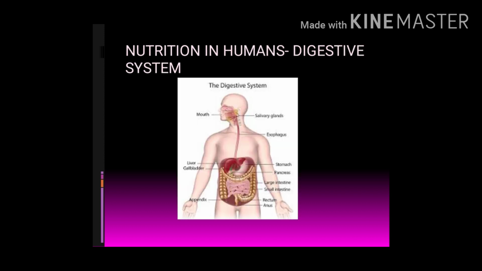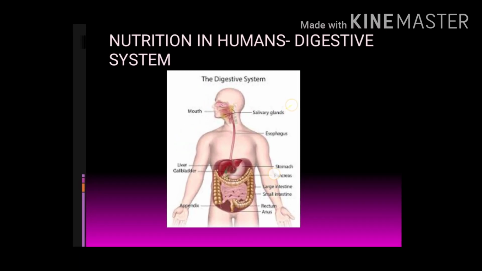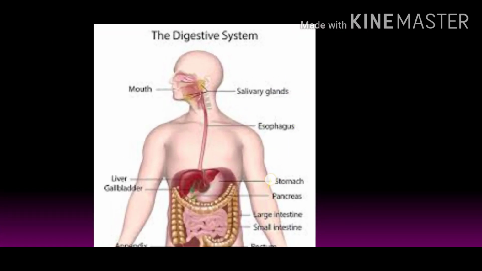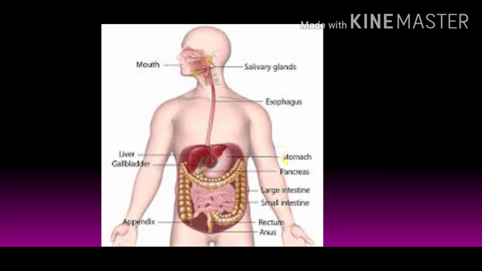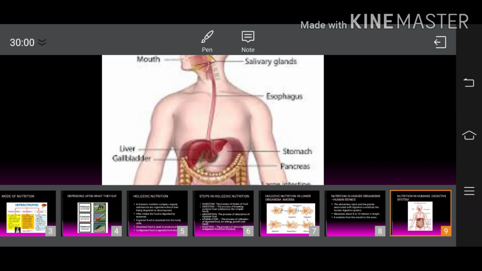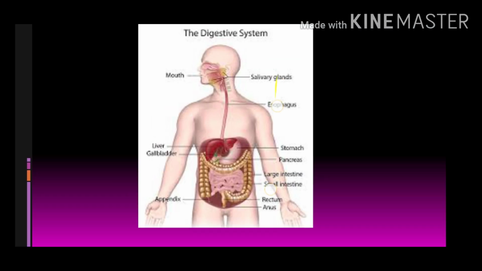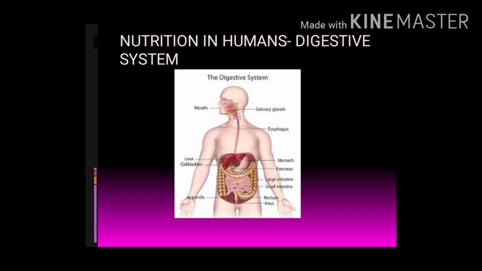This picture shows the digestive system of human beings. Here you can see all the parts starting from the mouth, esophagus, stomach, small intestine, large intestine, rectum and anus, along with the glands like the salivary glands, liver and pancreas. We will be discussing each part separately.